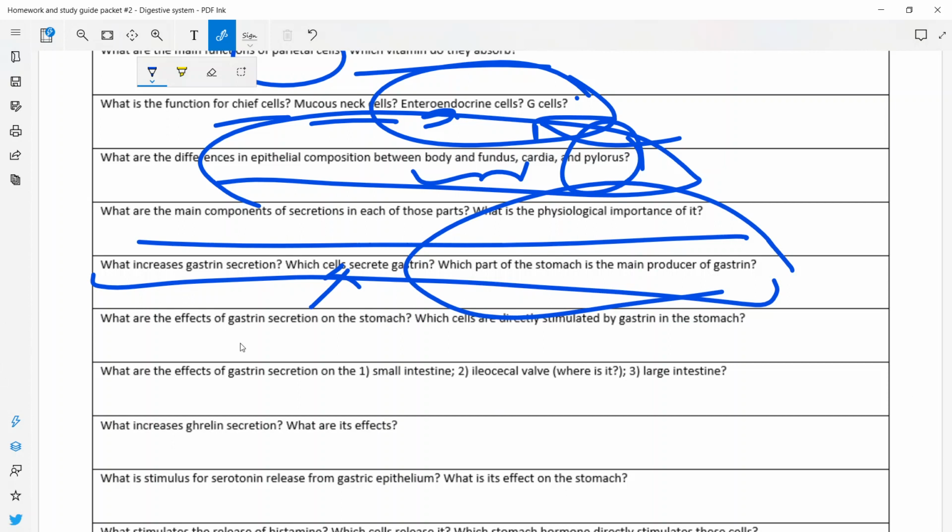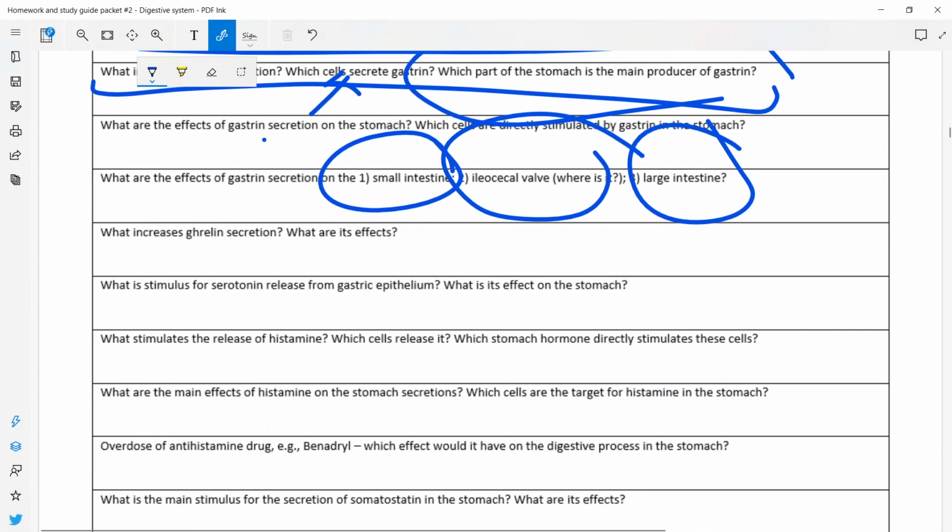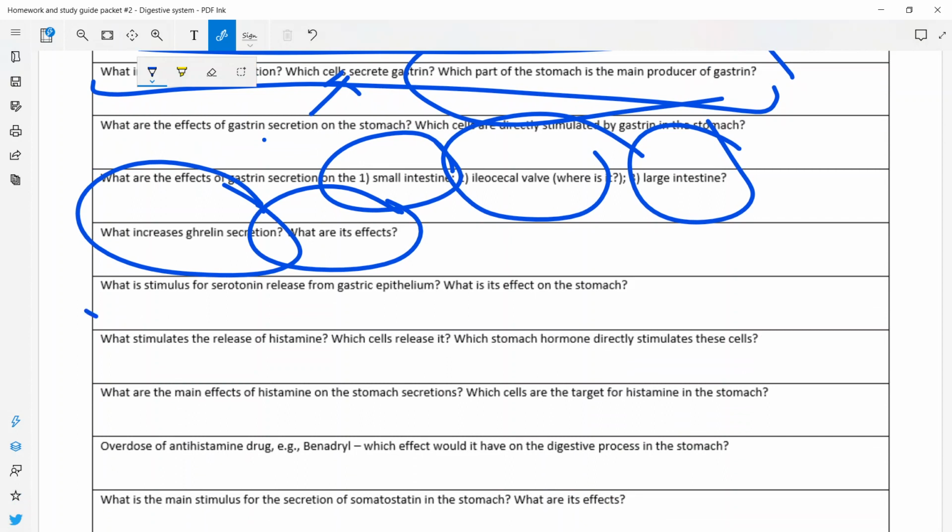Gastrin secretion in the stomach. Gastrin directly stimulates parietal cells to release more hydrochloric acid. It also increases motility, increases churning in the stomach. Motility of the small intestine increases under gastrin. Ileocecal valve opens. Large intestinal motility increases. Ghrelin is the hormone of hunger, so when you have an empty stomach, ghrelin secretion goes up. Serotonin: presence of food has an effect on the stomach, increased smooth muscle activity.